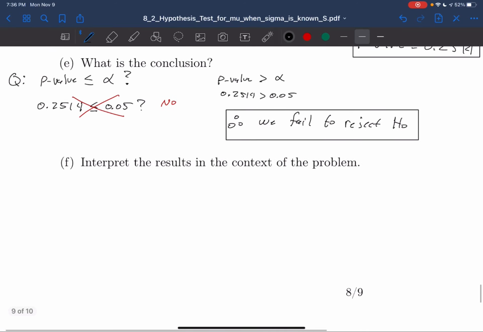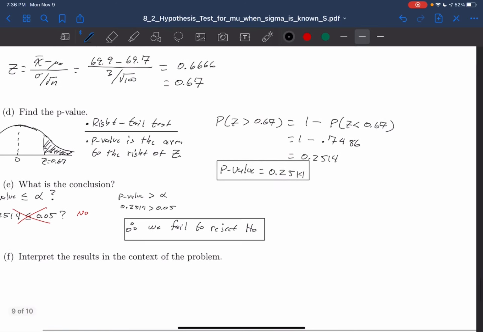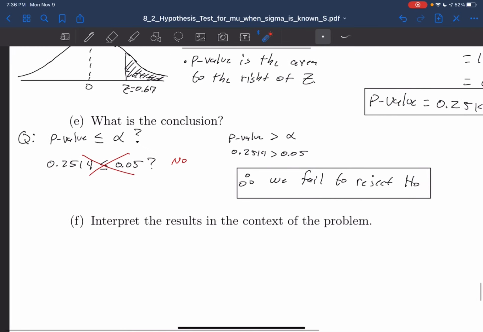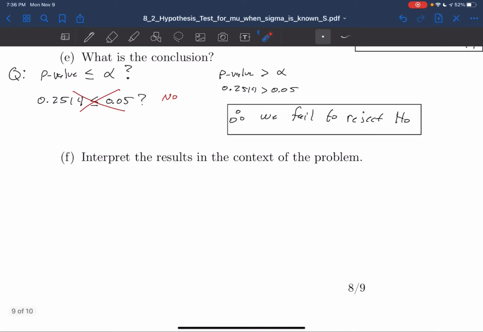Now for the last part. We want to interpret our result. It doesn't really matter if all this computation is correct if we don't know how to interpret what we're computing, then there's not really much of a point. So this is actually a really important step.